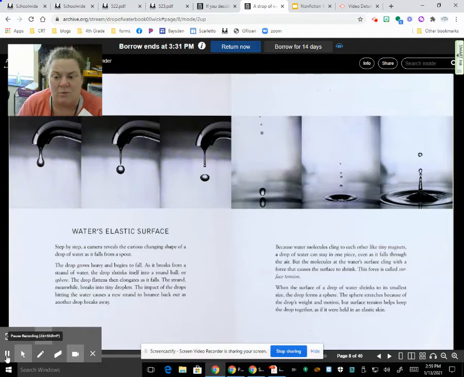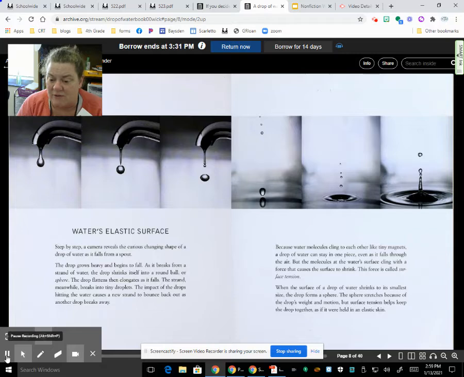But the molecules at the water's surface cling with a force that causes the surface to shrink. This force is called surface tension. And this makes me have a connection because I've seen those insects that can walk on water, and they do that because they don't break the surface tension. I've read about this before.